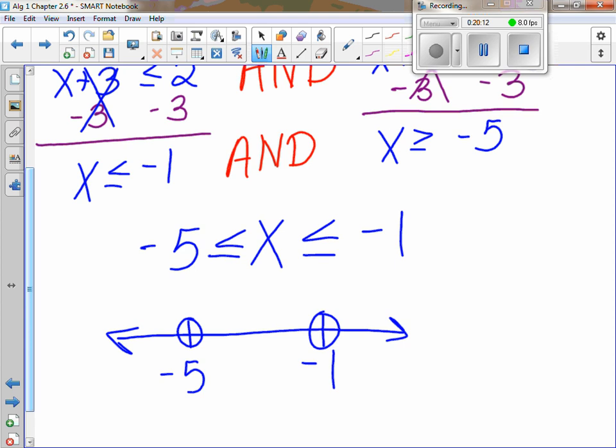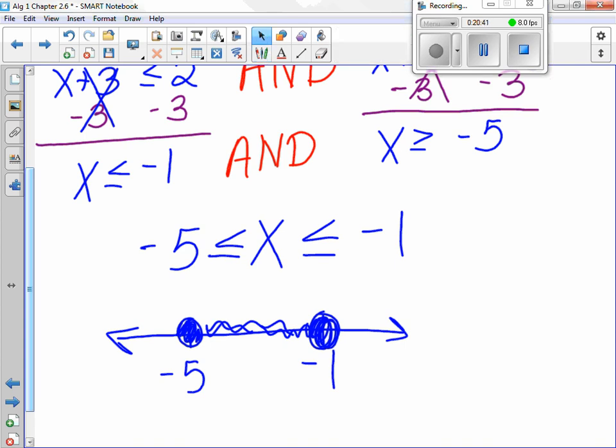Would the circles be opened or closed? They're both closed because it's equal to. And we shade in the middle because x is in the middle. When x is in the middle, we shade in the middle. Any questions on this here? We good with this here? That's it.